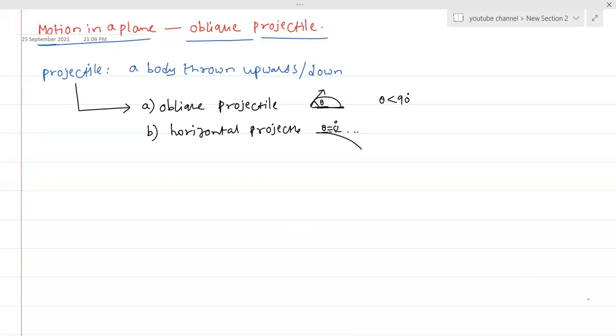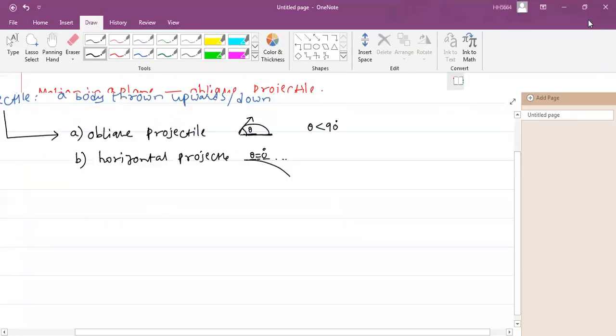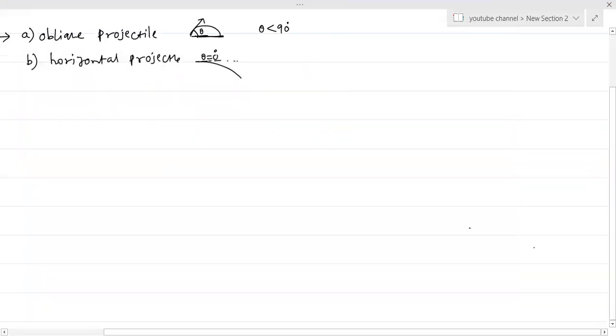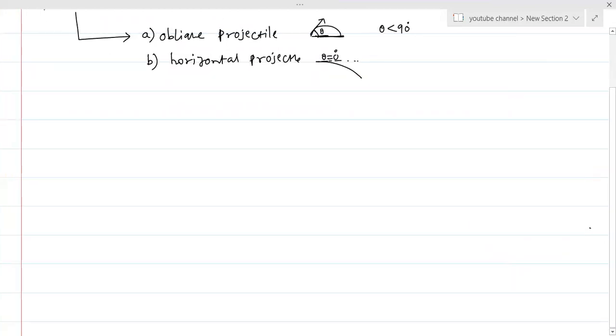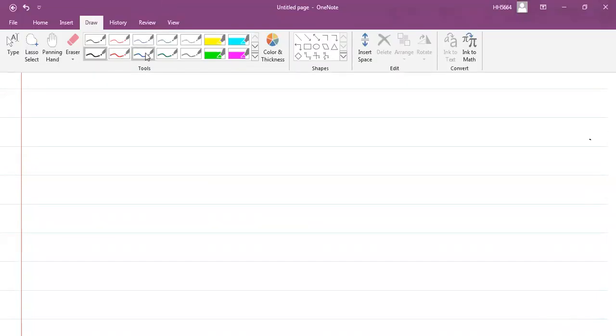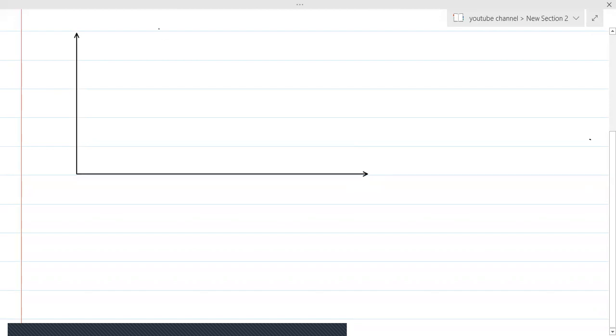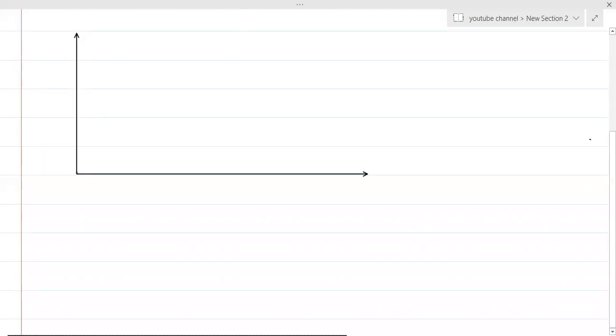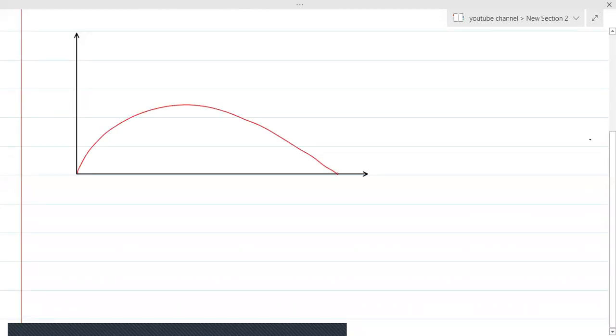So before understanding the oblique projectile, we first need to analyze the various terms in the given situation. Before beginning the discussion, we will think of the common parameters, the common terms that we are going to use in oblique projectile motion. Suppose this is a coordinate system we are taking, and this is the oblique projectile.